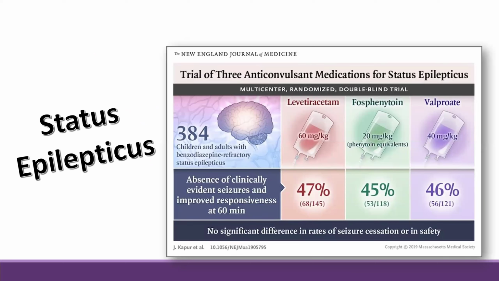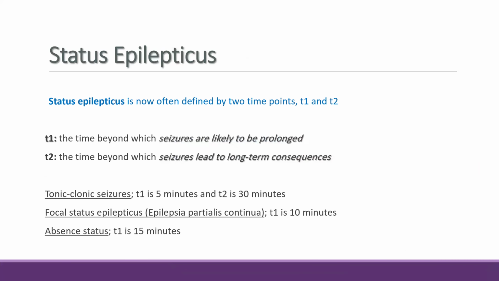One of the most important neurological emergencies, and the second most common after stroke, is status epilepticus. Previously it was known as a seizure that lasts more than 30 minutes. However, the new classification defines T1 and T2. T1 means that beyond that time, the seizure is considered to be prolonged. And T2, beyond that time, the seizure will lead to long-term consequences. For the tonic-clonic, it's 5 minutes to consider it as a status. When we reach 30 minutes, that will cause long-term consequences.